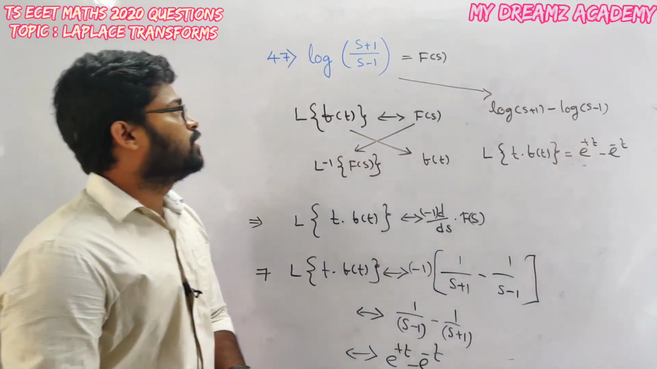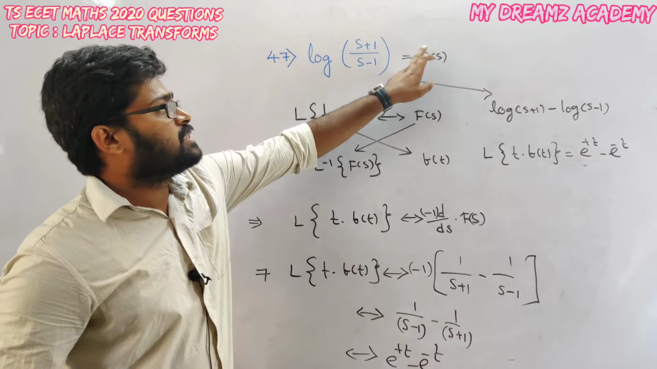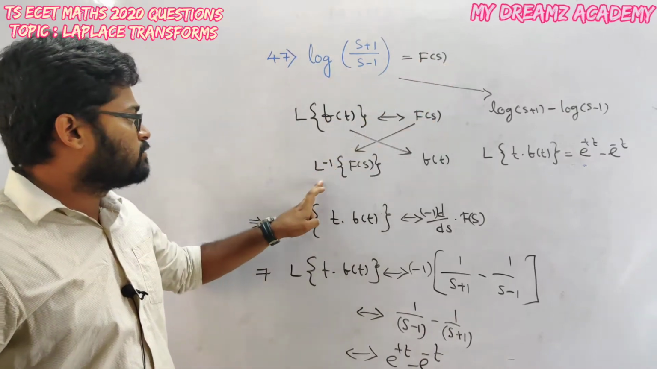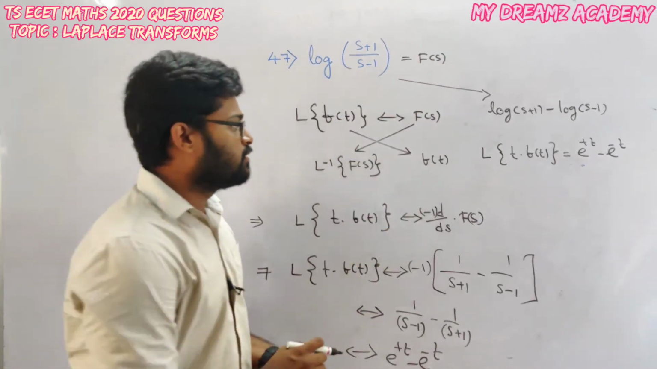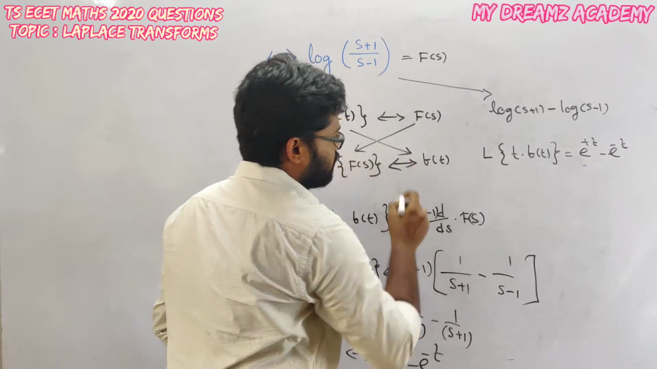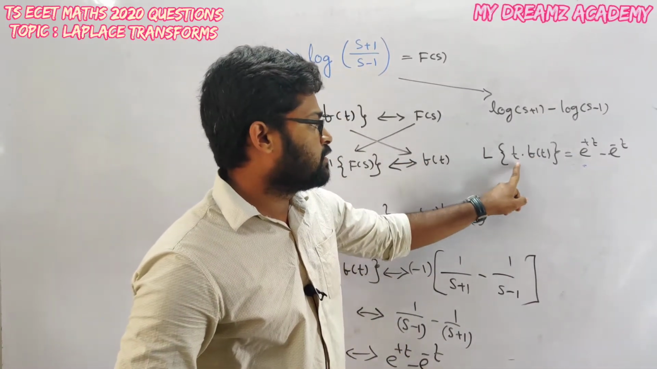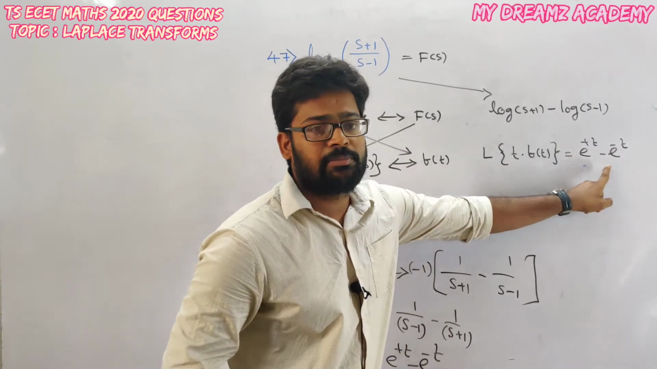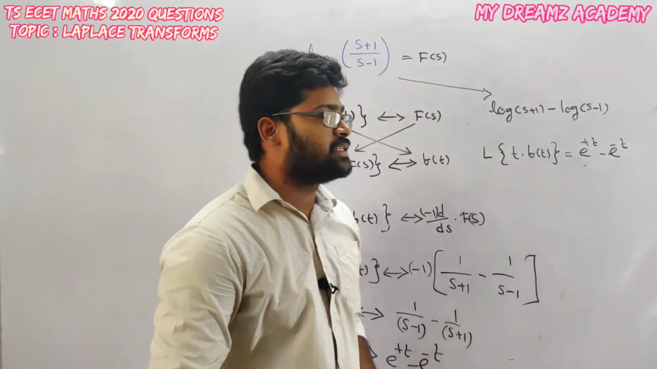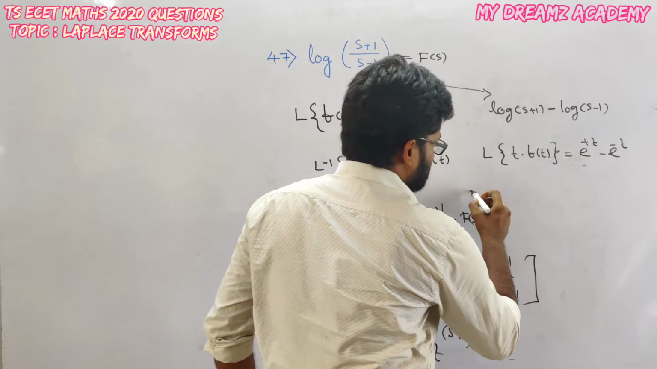Now, but we want only Laplace inverse of F of s. Laplace inverse of F of s is nothing but f of t. We need to find f of t. Here Laplace transform of t into f of t is equals to e power t minus e to the power of minus t. Apply Laplace inverse on both sides.